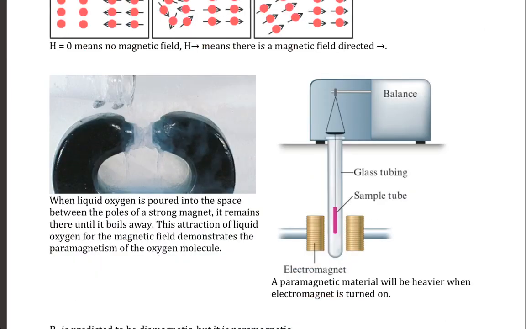So, oxygen poured into the space between the magnet, as we talked about before. Oxygen, O2, turns out to be paramagnetic. It has at least one unpaired electron.